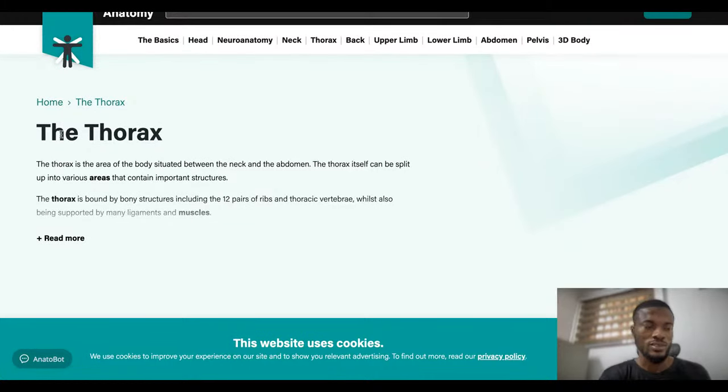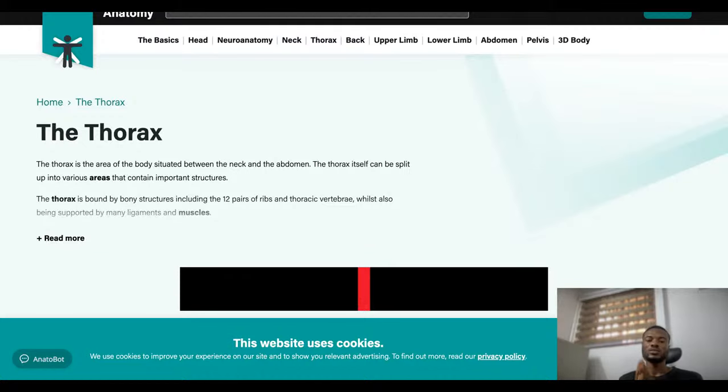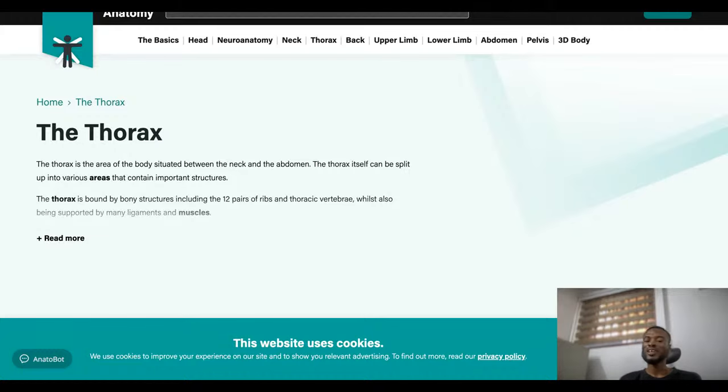We are looking at the thorax. Okay. So the thorax is the area of the body situated between what? The neck and the abdomen. The thorax is the part of the body that is situated between the neck and the abdomen. So you say that the thorax is what? Inferior to the neck, and then what? Superior to the abdomen. The thorax itself is split up into areas that contain important structures.